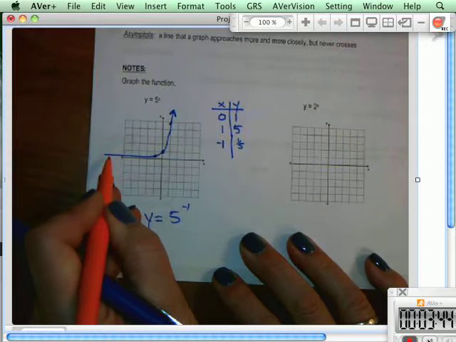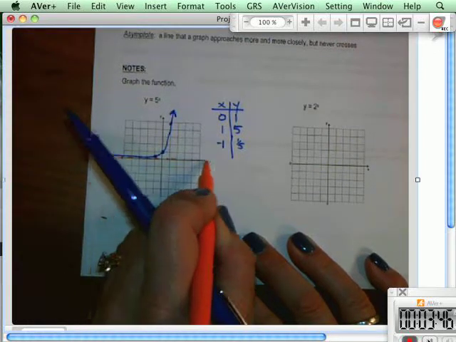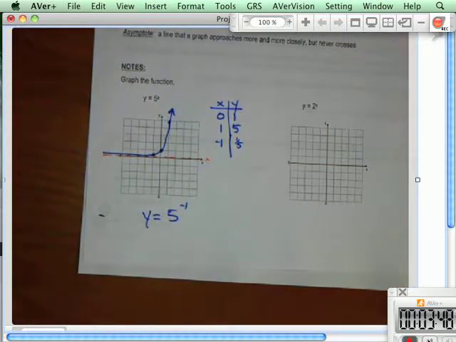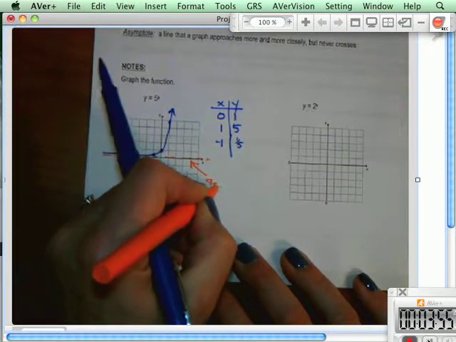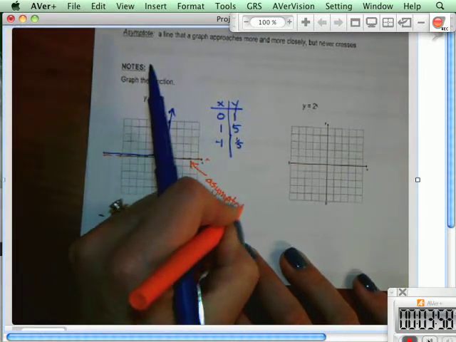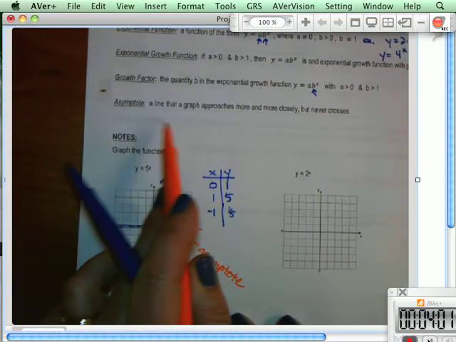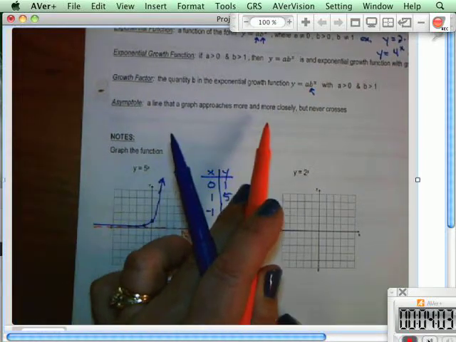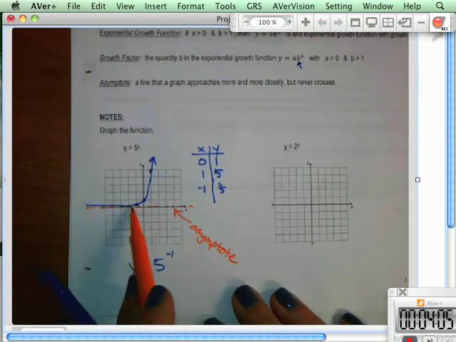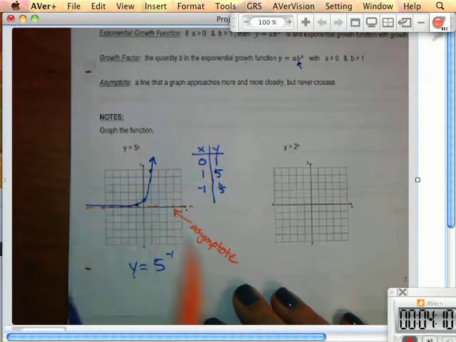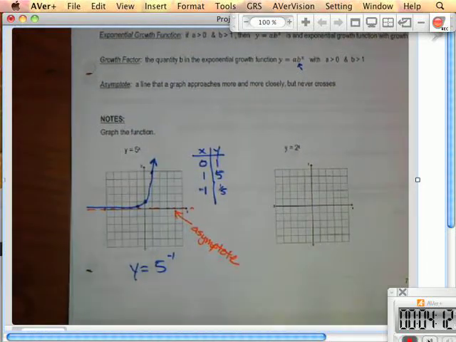Therefore, the x-axis is called the what? Do you remember? The asymptote. I don't really know the right way to say it, but I think that's how you say it, asymptote. That is the asymptote. Yes, it is a line that a graph approaches more and more closely but never crosses. That's why I said be careful with your drawings. In exponential growth and decay, there is this line that it will never go below, okay, or above, or whatever. So that's called the asymptote.